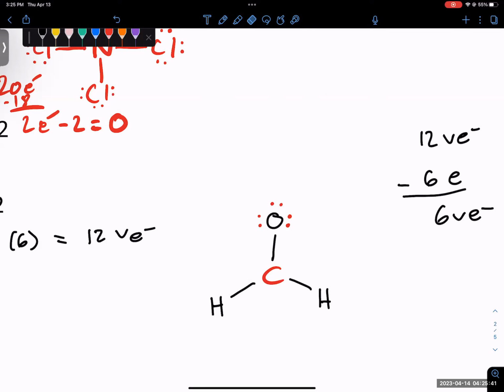Anyways, how many lone pairs should we put on carbon for it to fulfill its octet? 2, right? Thank you, Sydney. So we're going to put 2 there.